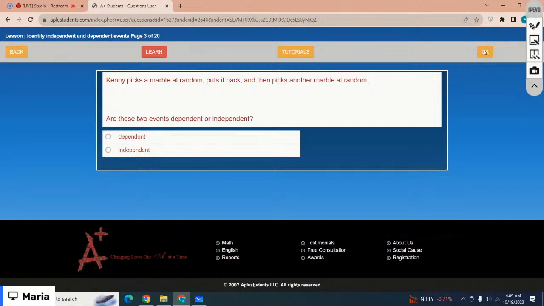For example, in the bag, he has 5 marbles. For the first time, he has 5 options to select a marble. He selected a marble, then put it back. For the second time, again he has all the 5 marbles to select from, because he put the first marble back. So that means that is the independent event.